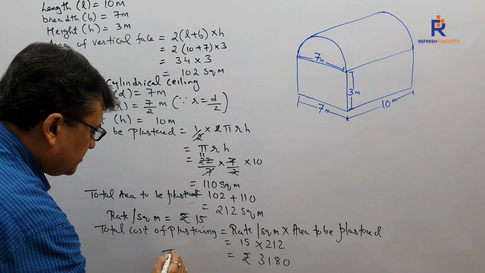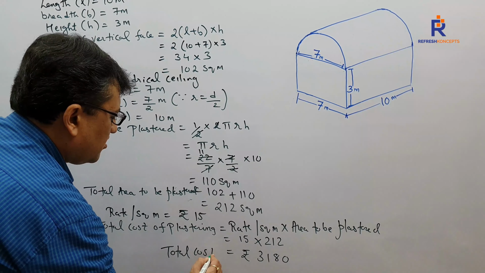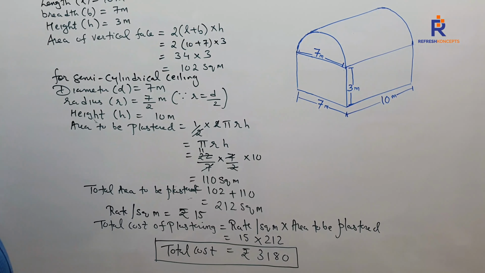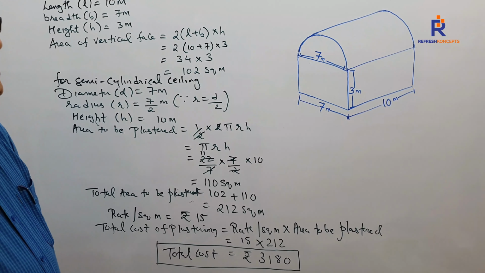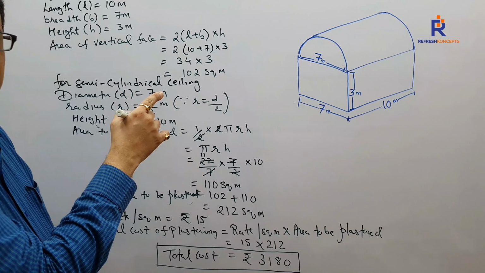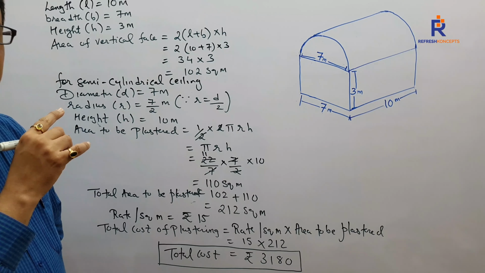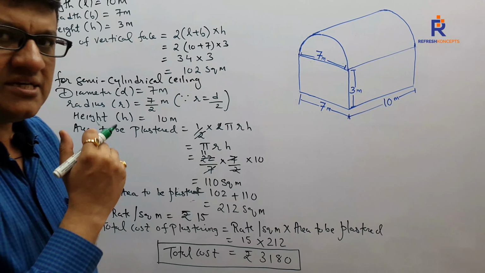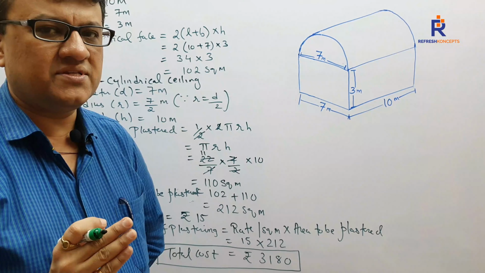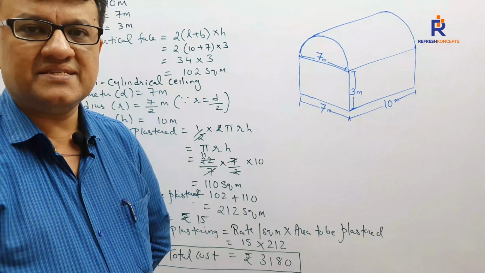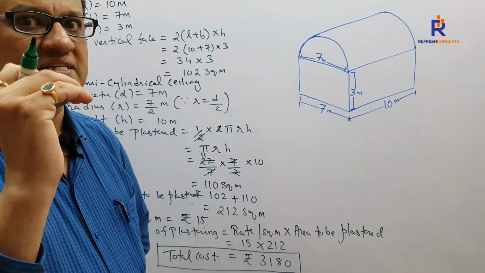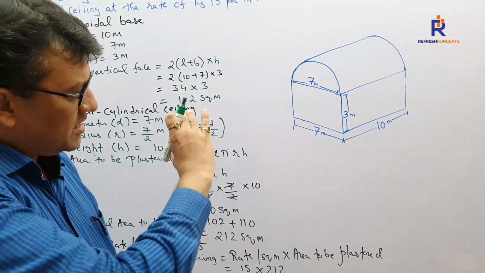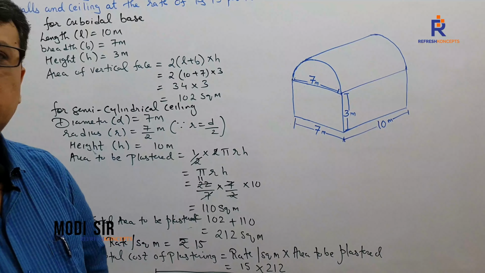So the total cost of plastering is 3180. The sum was quite simple, but there are many who might get confused by looking at the figure. It was a composite figure. We just had to understand what area we are going to count for when it comes to plastering. The below part, the cuboidal part, we are going to take 4 vertical walls. The upper ceiling part is the semi-cylindrical surface, that is curved surface area of cylinder by 2, 2 pi RH by 2, which is simply pi RH. Club them together, multiply by 15, and we have our answer.